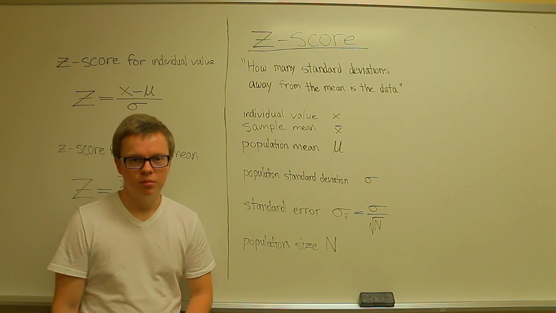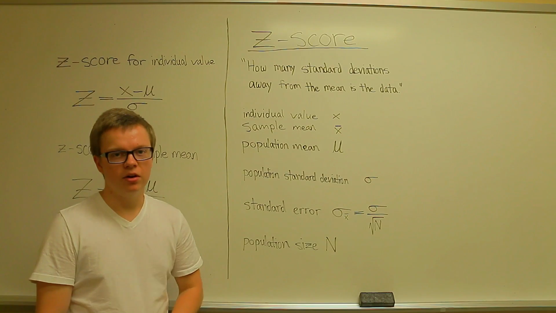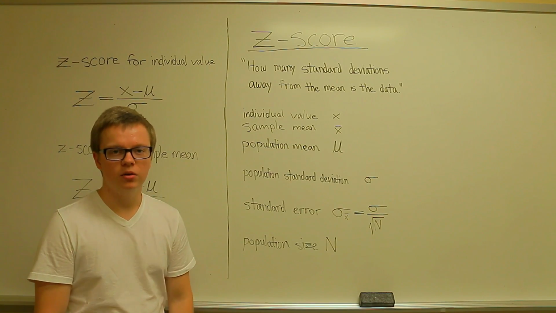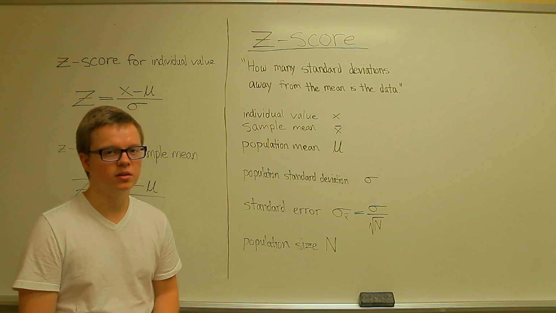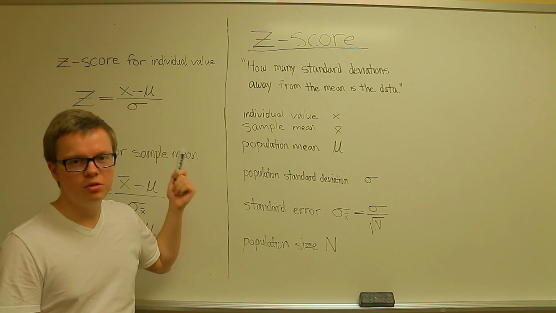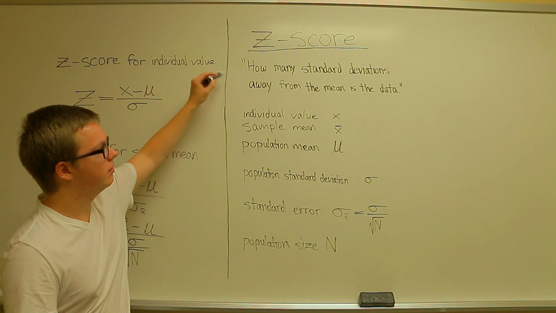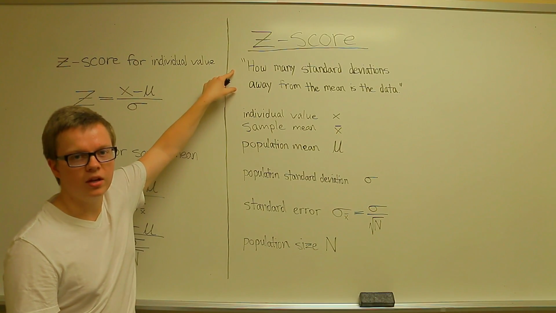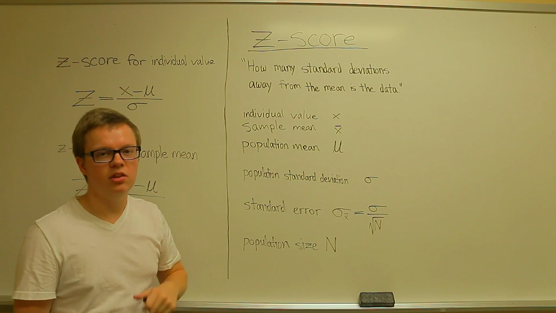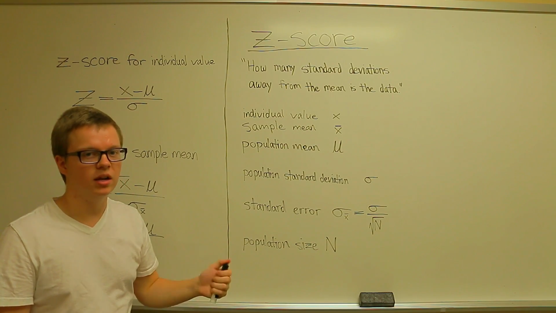z-score. So please keep in mind that teaching methods may vary. You're going to want to confirm all of my notation and language use with your professor. So the first question you might have is, what is a z-score and what does it tell you? It tells you this statement here in quotations: how many standard deviations away from the mean is your data?